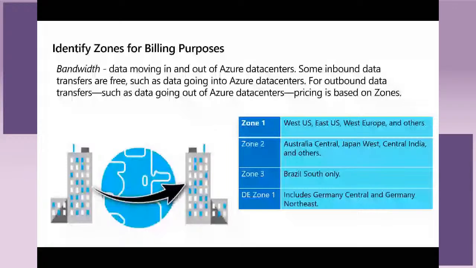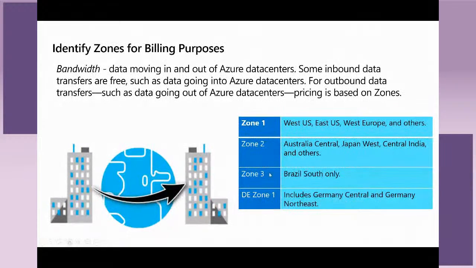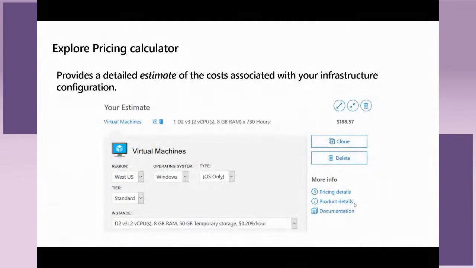So there are three zones. One is your West US, East US, West Europe, and others come under Zone 1. Australia, Japan, Central India, and others come under Zone 2. And then Brazil comes under Zone 3. And then we have DE Zone 1, which includes Germany Central and Germany Northeast. So this is only with respect to billing.